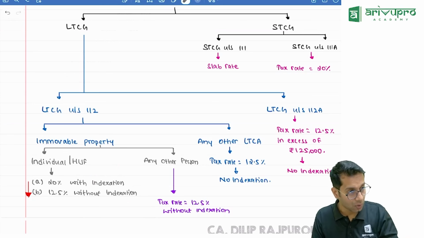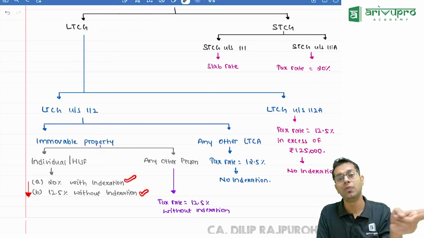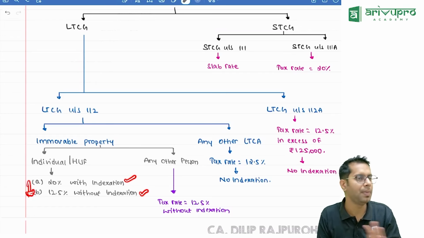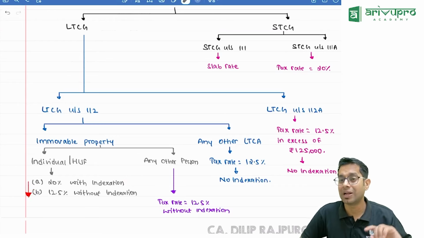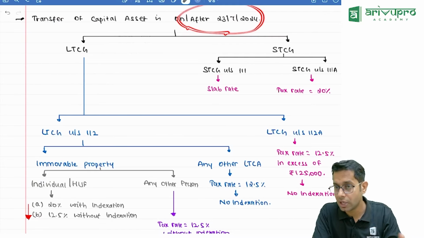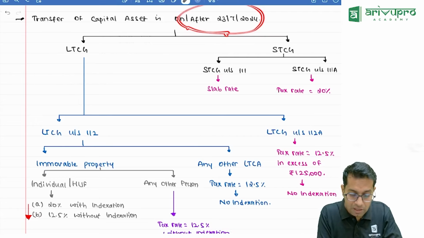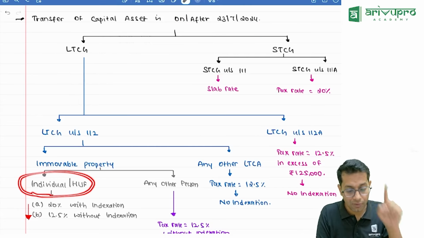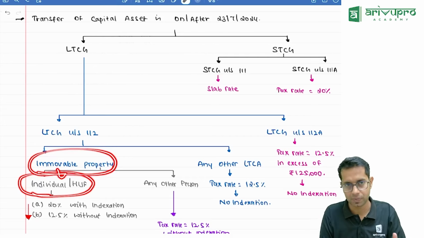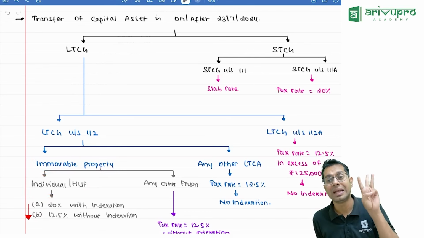Meaning find the gain amount with indexation and take 20% of that. Find the gain amount without indexation and take 12.5% of that. Whichever is less will be payable. Please note, for computing the gain for transfers made after this date, there is no change. You will have to compute without indexation benefit only. Only when you are computing the tax amount for an individual or an HUF who has sold immovable property. So the condition is: individual or HUF, immovable property, tax amount.